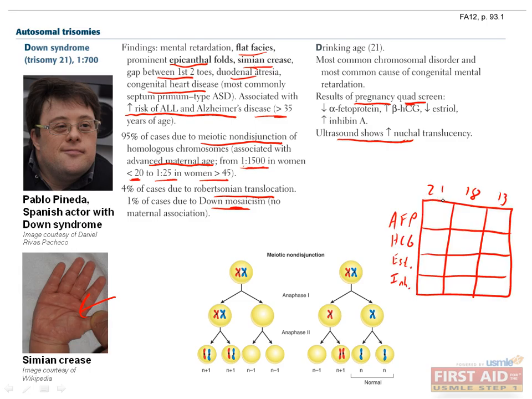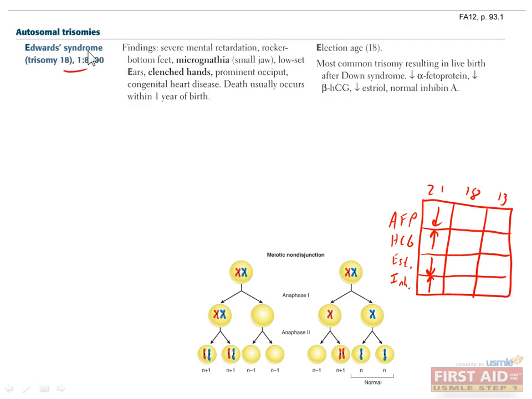If a baby has Down syndrome, alpha-fetoprotein and estriol will be decreased, whereas HCG and inhibin will be increased. Edwards syndrome is the second most common type of trisomy, with a prevalence of 1 in 8,000.